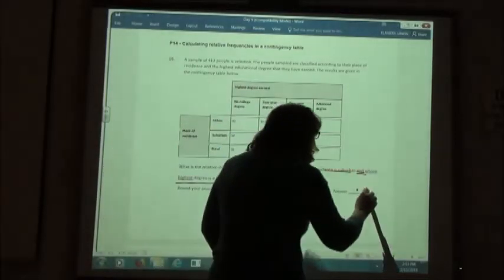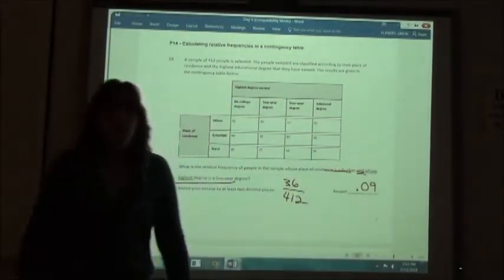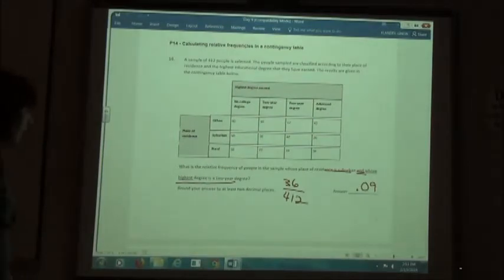To 2 decimal places, so 0.09 is where they're going to round that off to, 0.09. Okay?